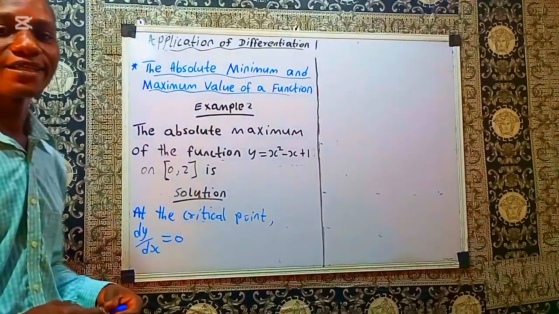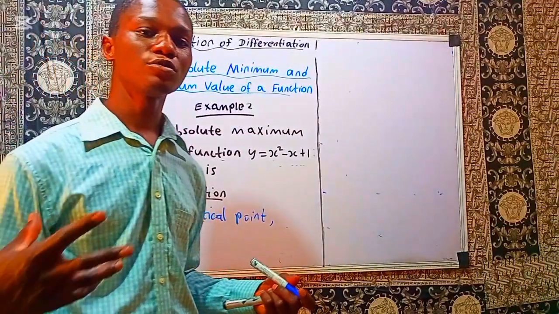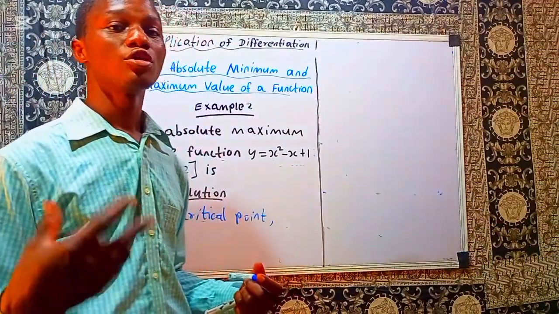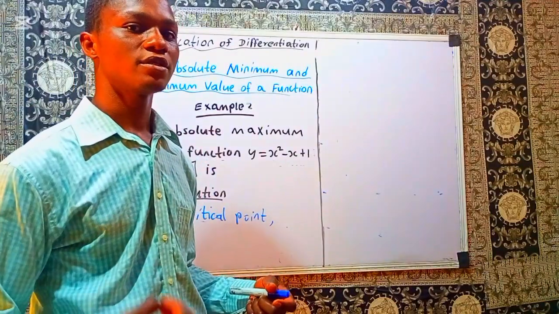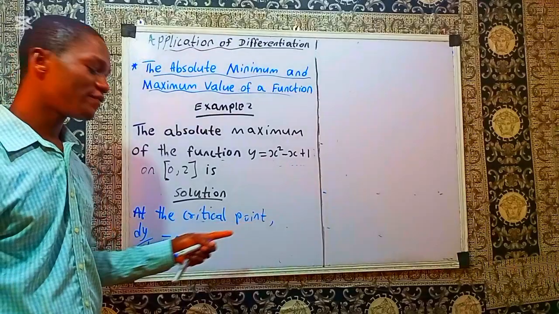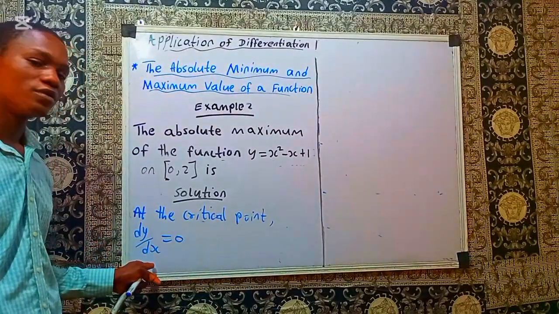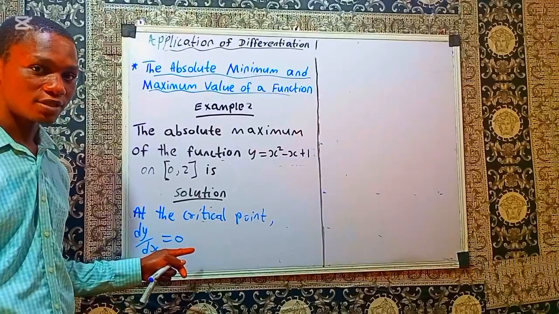Before you find the absolute maximum value or absolute minimum value of a function on a particular interval, you need to find the critical points of that very function. So we know that at the critical point, the first derivative of the function with respect to the independent variable is equal to what? 0.